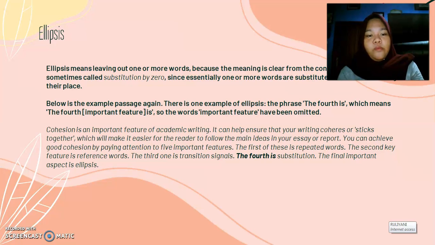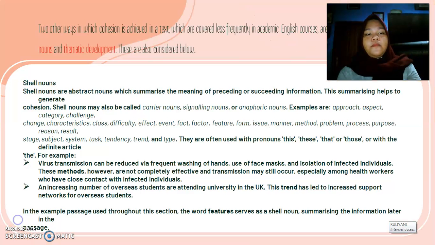Cohesion is an important feature of academic writing. It can help ensure that your writing coheres or sticks together, which will make it easier for the reader to follow the main idea in your essay or report. You can achieve good cohesion by paying attention to five important features. The first of these is repeat words. The second key feature is reference words. The third one is transition signals. The fourth is substitution, and the final important one is ellipsis.